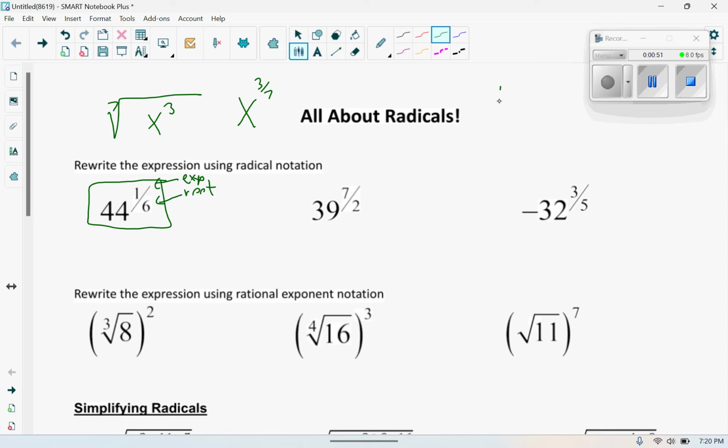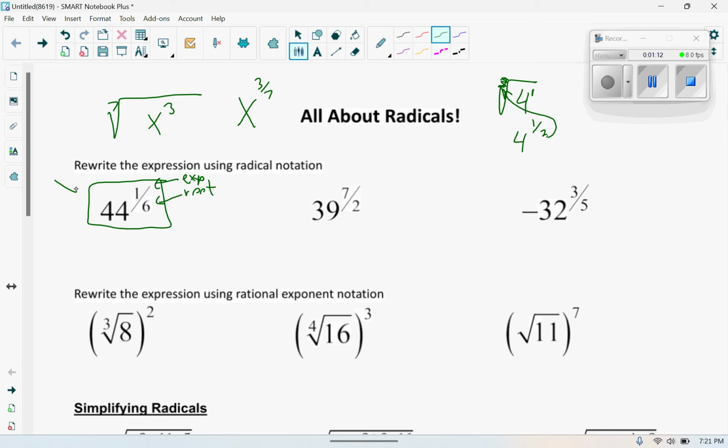What you have to think about is if I had like the square root of 4, my root would actually be 2. And so this would be the same thing as the 1/2 power, but we don't put a 2 there. So when we're going from here to here, we're not going to put the 2 there, which gets kind of confusing. So let's go through this.